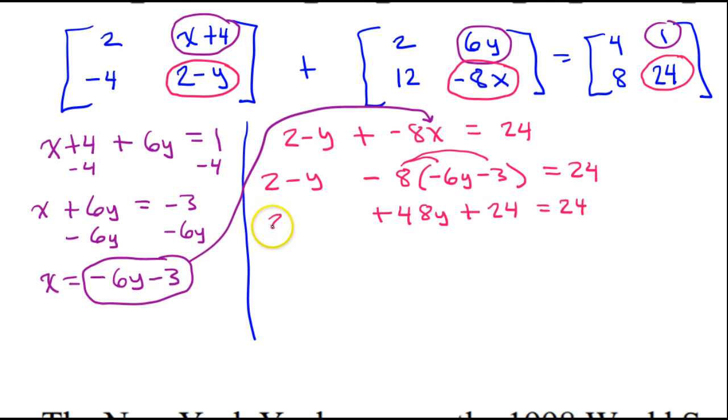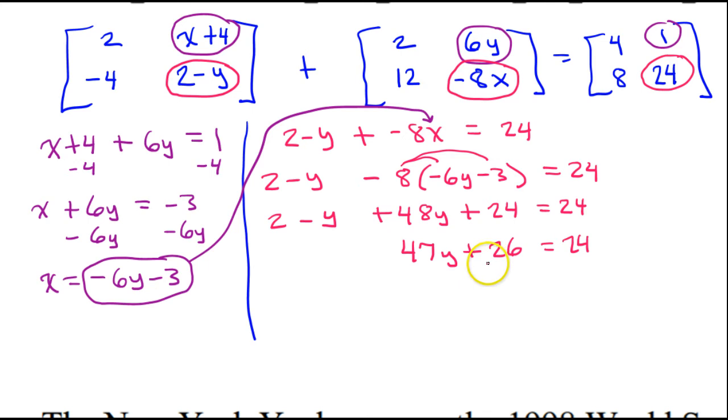And I'll just bring down the rest of it. Okay, now I've got some like terms to combine. I have a negative y and a positive 48y. That's going to make 47y. So now I have 47y. Now I have a positive 2 and a positive 24. So that's going to be 26. And all of that is equal to 24.